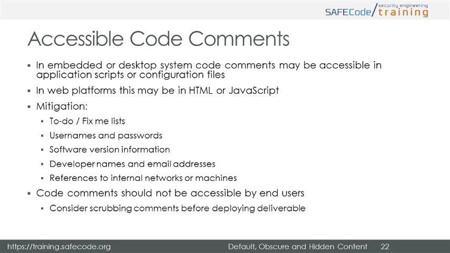In embedded or desktop items, code comments may be contained in application scripts or configuration files. In web platforms, this may be in HTML or JavaScript. How can you mitigate this? Comments should not contain sensitive information, such as to-do or fix-me lists, usernames and passwords, software version information, developer names and email addresses, and references to internal networks or machines. Make sure your code comments are not accessible to end users. Consider scrubbing comments before deploying the deliverable.